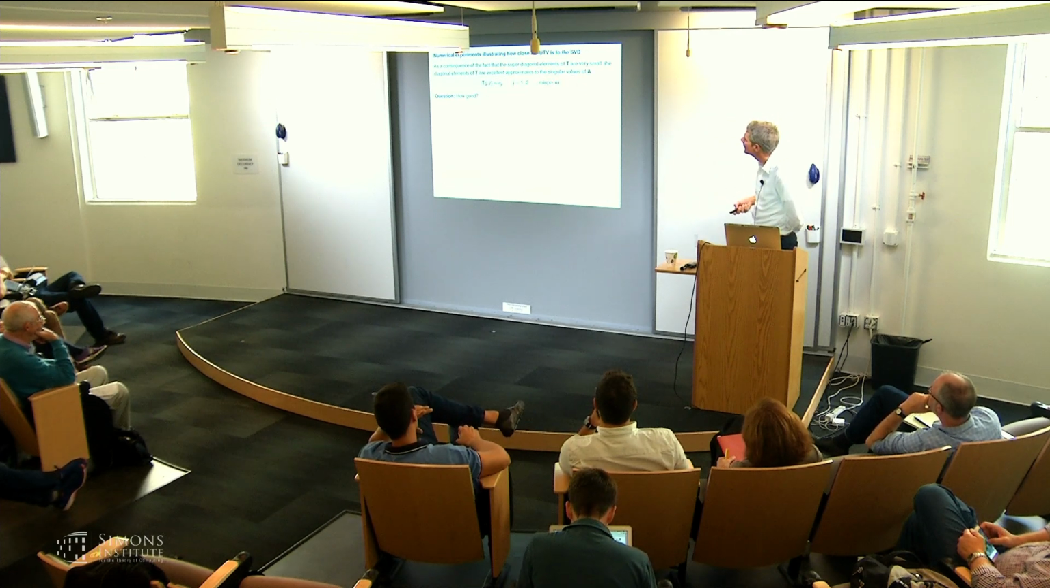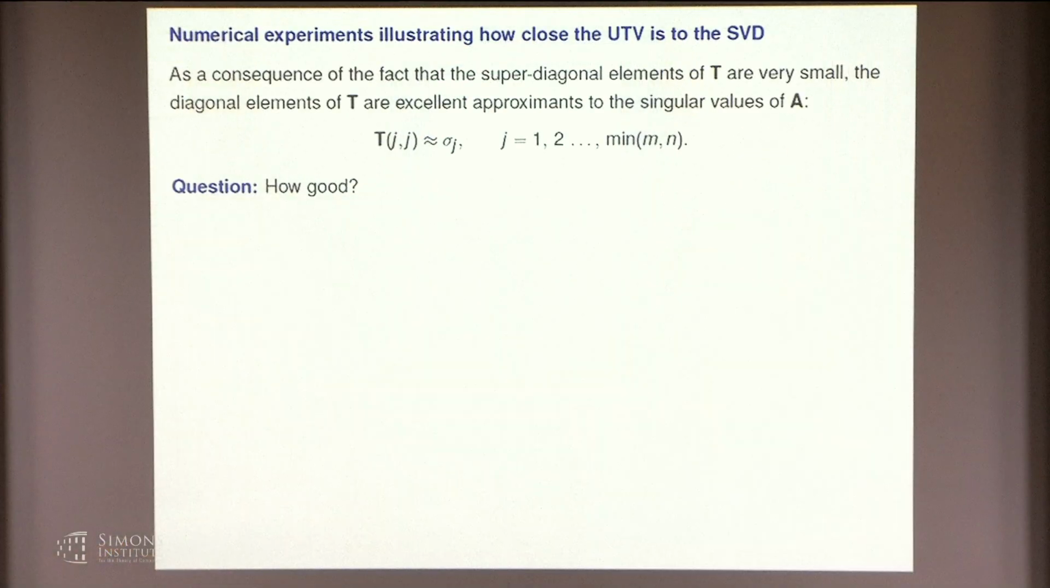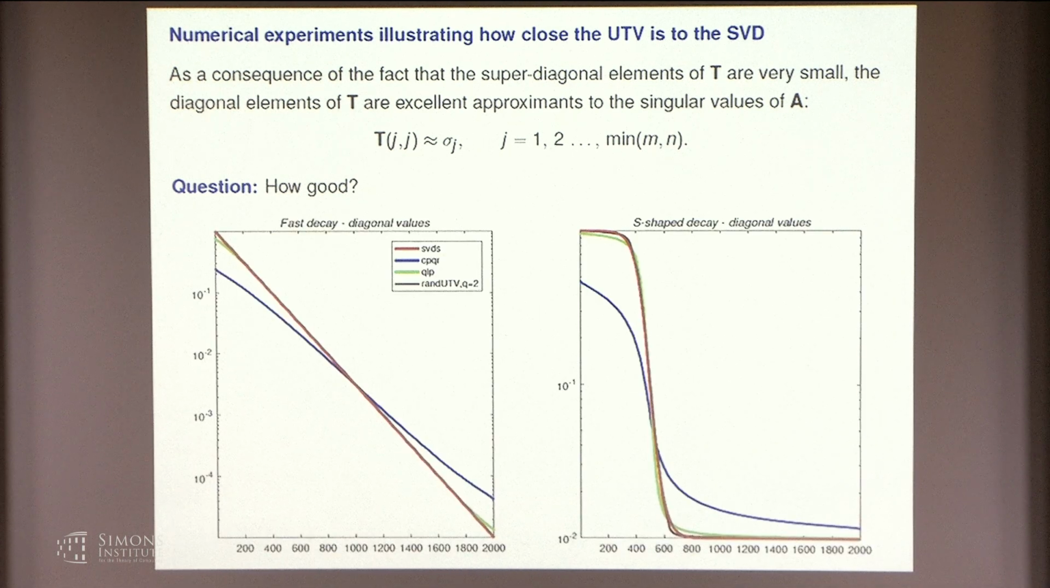Right. Okay, so the final numerical experiment I wanted to show was I claimed that the diagonal entries turn out to be good approximations to the singular values. Well, how good? So let's look at this. This is with 2 steps of power iterations. I apply A transpose twice when I generate the matrices. And then the red line again are the singular values. The blue line, these are the diagonal entries you get from the column pivoted QR, which is some sort of proxy for the singular values, but it's known to be pretty bad.